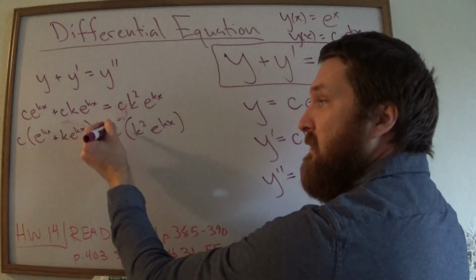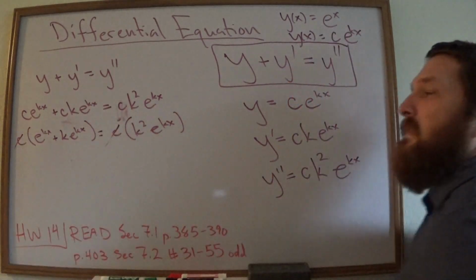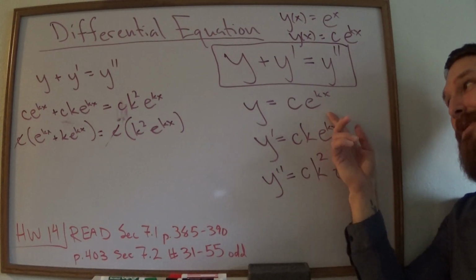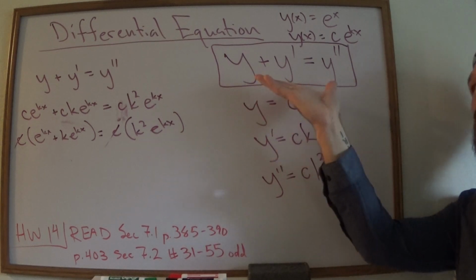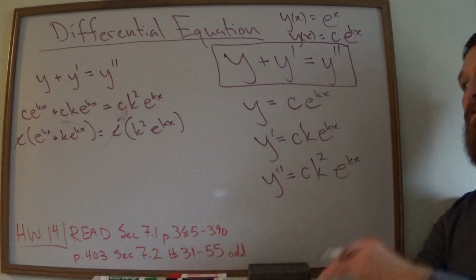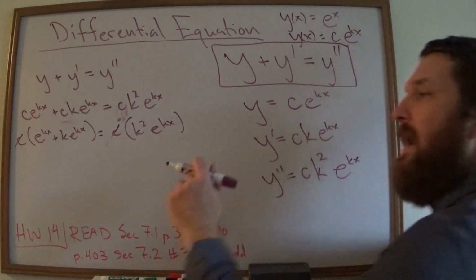So I'm just going to cancel, divide both sides by c, as long as it's not 0. But again, if it's 0, then this function is just 0, and so its derivatives are 0, and so obviously it works because 0 plus 0 is still 0. So that's a trivial solution. We don't care about it. Now let's see what we have.